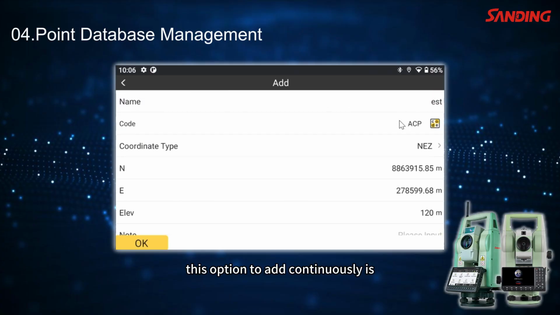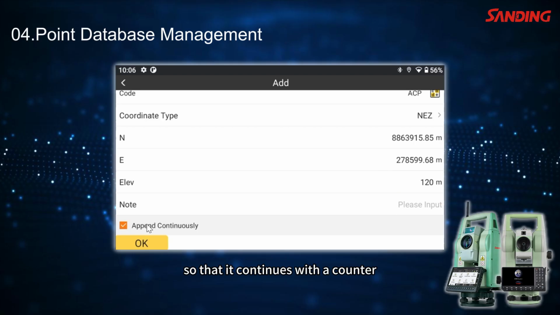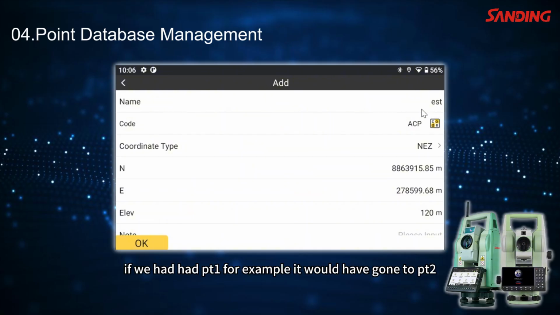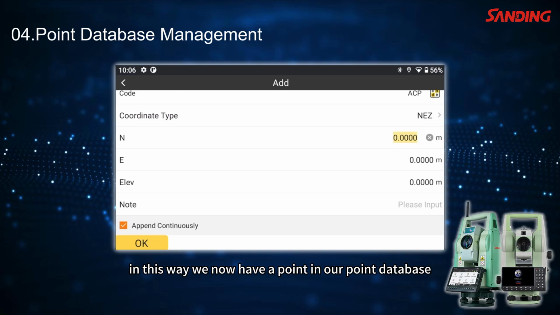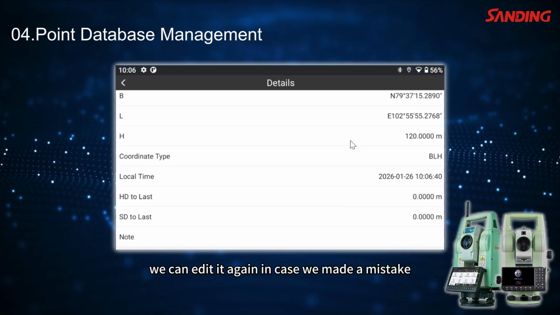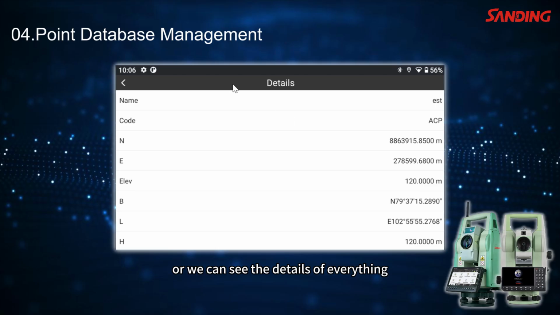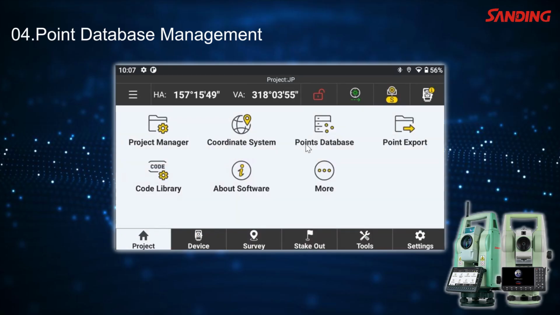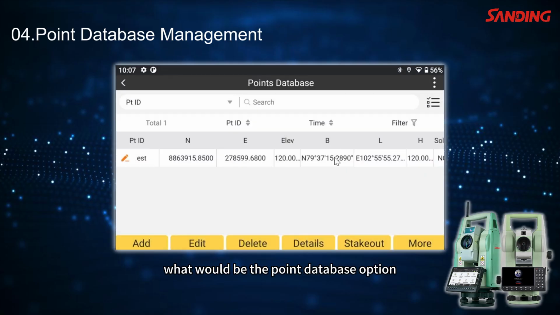This option to add continuously is so that it continues with a counter. Note that I click OK, and it automatically changes the last letter to the next one. If we had had PT1, for example, it would have gone to PT2. In this way, we now have a point in our point database. We can edit it again in case we made a mistake, or we can see the details of everything. That would be the coordinates. In this way, we have already used what would be the point database option.